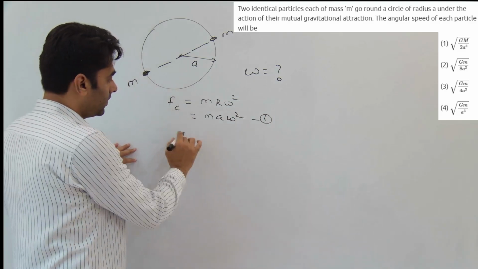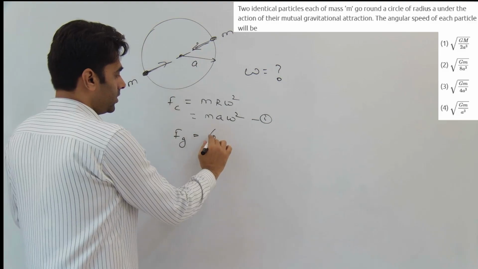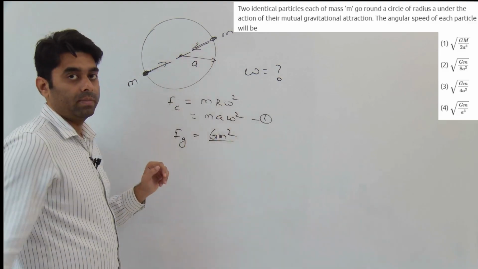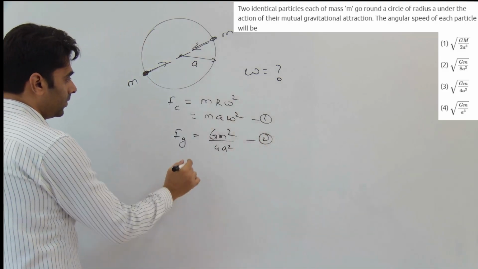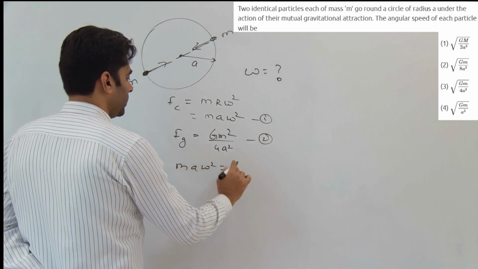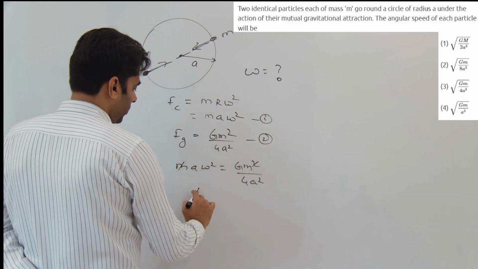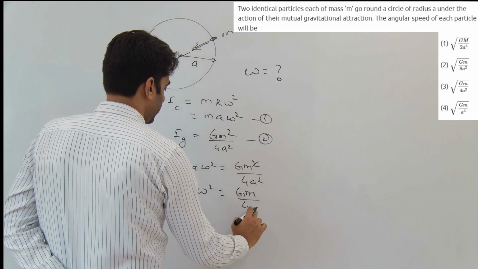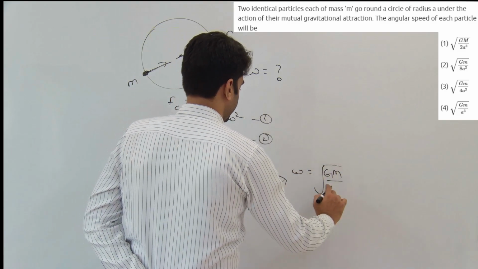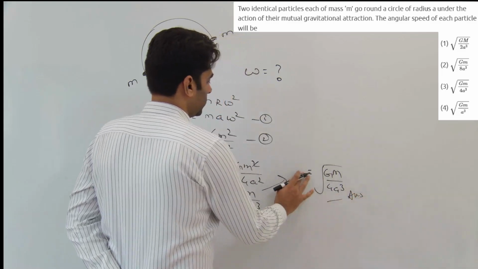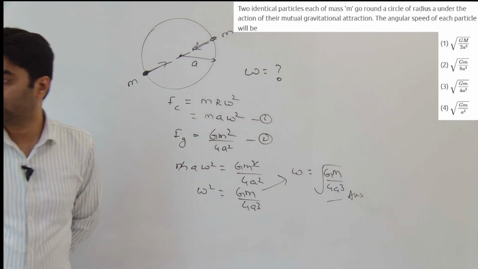Who is providing the necessary centripetal force? The gravitational force is providing it. How much is the gravitational force? G m into m, square by the distance between them. Separation between them is 2a, so 2a square will be 4a square. Let us equate them, so we'll get our omega value. M a omega square is equal to G m square by 4a square. M cancels out. Omega square comes out to be Gm by 4a cube. Omega is root over Gm by 4a cube. This is our answer, option number 3, root over Gm by 4a cube.